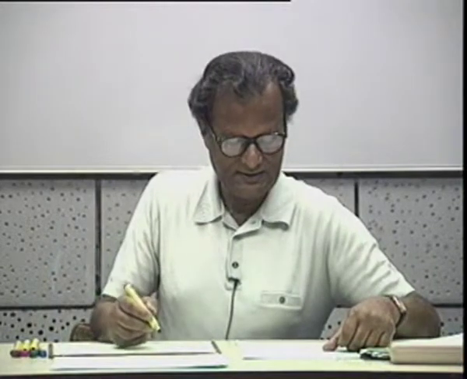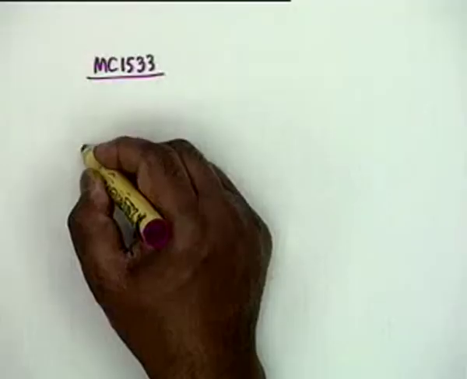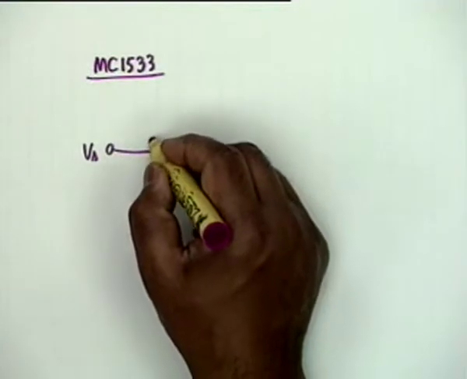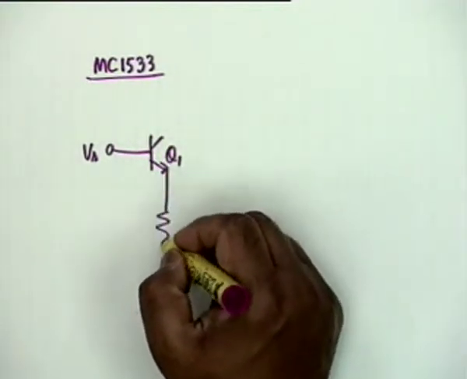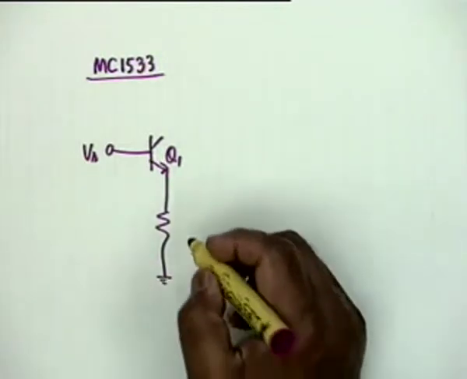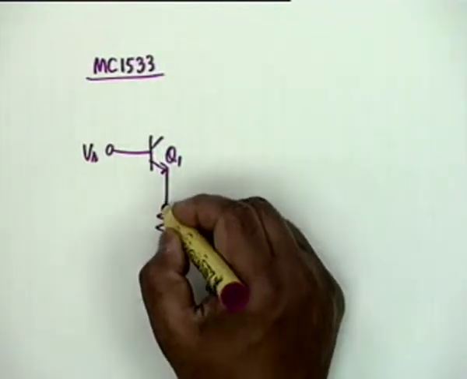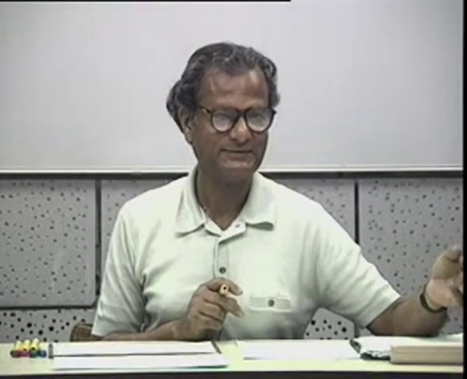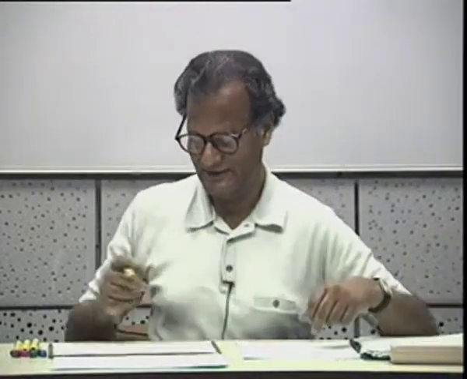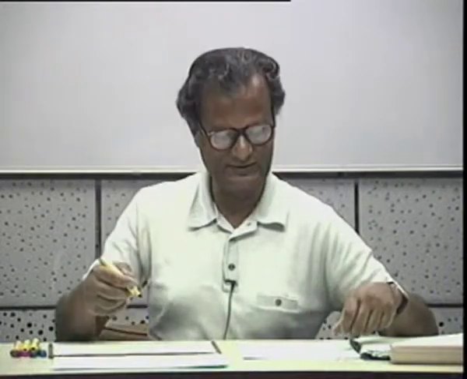I am drawing the simplified circuit. You have a source Vs which goes to a transistor Q1. Q1 has an RE1, and the feedback is applied to RE1, so that the comparison shall be series or shunt? Series. Okay, this we are already familiar with.